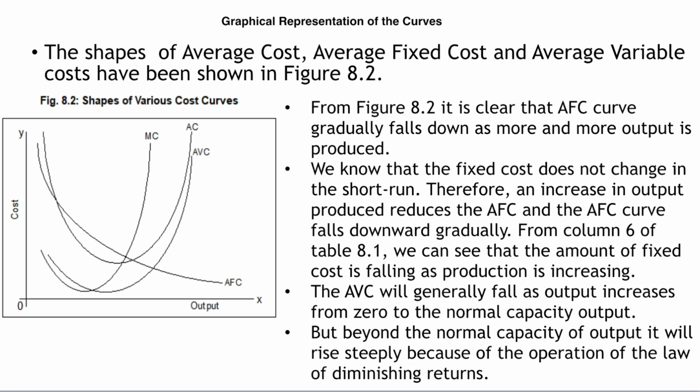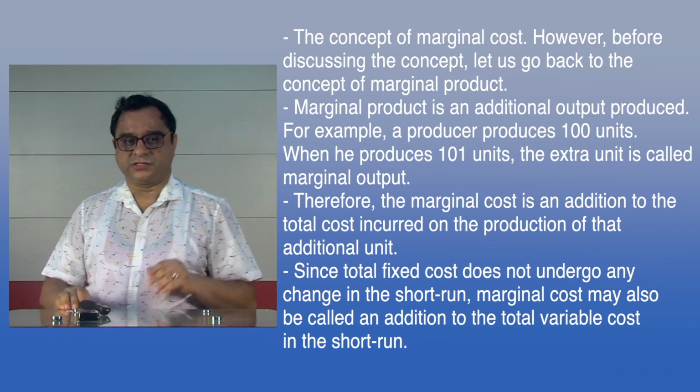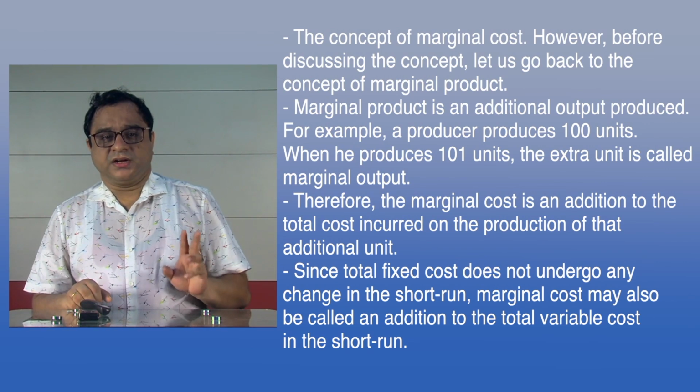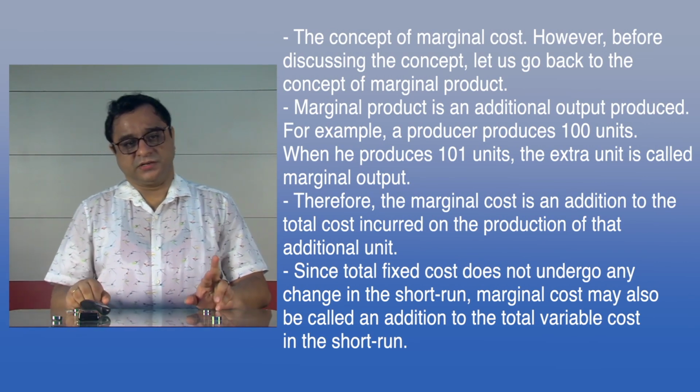The AVC will generally fall as output increases from 0 to the normal capacity output. But beyond the normal capacity of output, it will rise steeply because of the operation of the law of diminishing returns, as we have already discussed. Now, marginal cost. Okay, let us discuss the concept of marginal cost. Dear learners, we shall now discuss the concept of marginal cost.